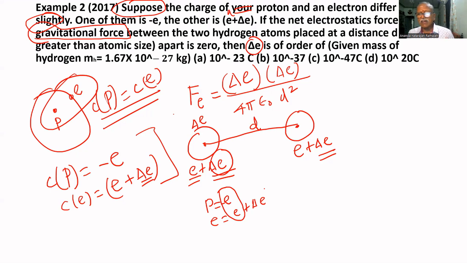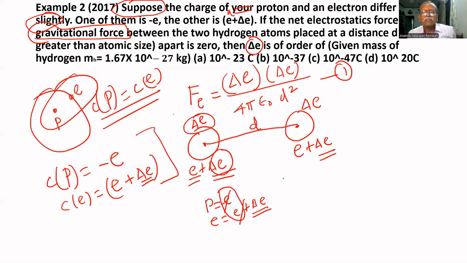A force of attraction or repulsion will come only when there is charge. Only with an increase or decrease in electrons will there be a force of attraction or repulsion. So these two are getting cancelled. Therefore, the charge is only delta e. The charge of this hydrogen atom is delta e, and the charge of this hydrogen atom is delta e. The distance between them is d. Therefore, the electrostatic force is delta e multiplied by delta e divided by 4 pi epsilon naught d square. Let it be 1. First part is over.